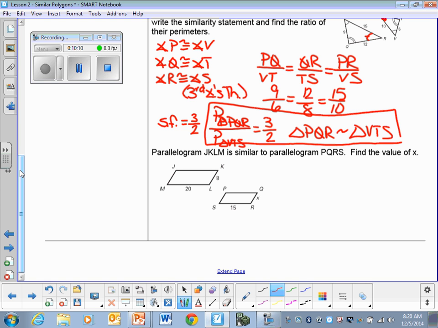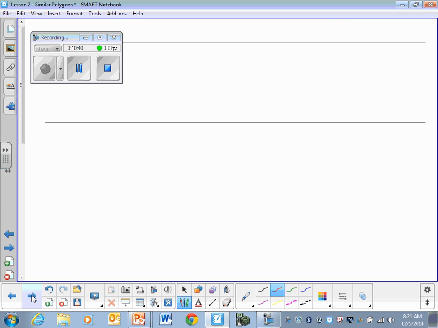JKLM is similar to PQRS. Nice of them to keep it oriented the same way for this one. Find the value of x. So 20 over 15 will equal 8 over x. Cross multiply. And x equals 6. And you're ready for a couple of questions and a summary.